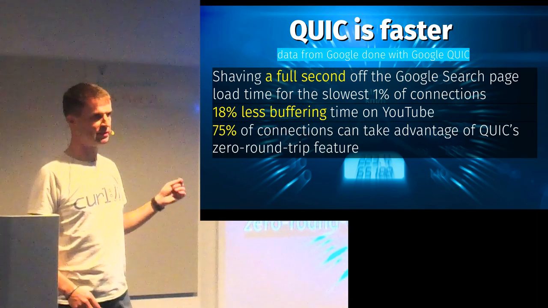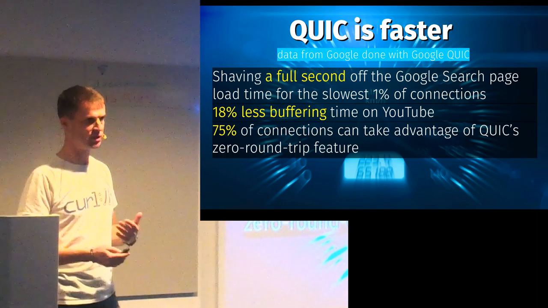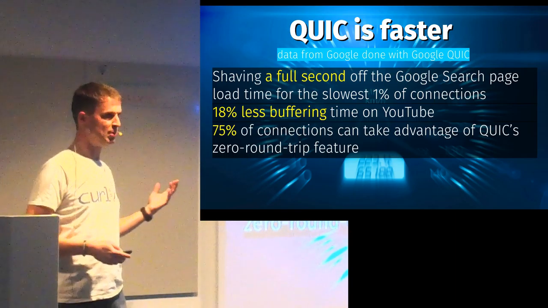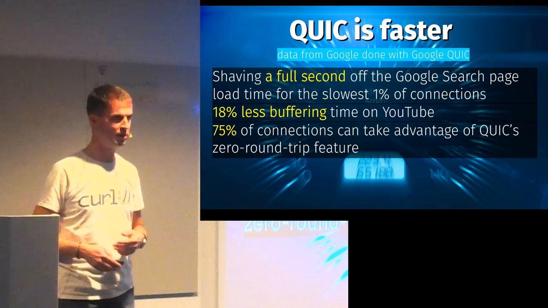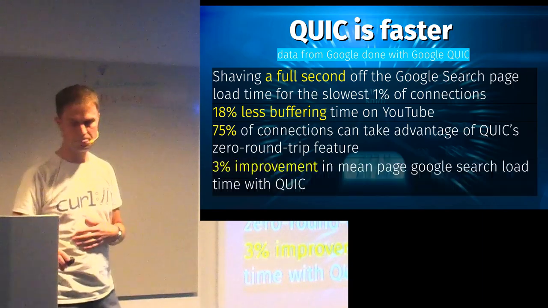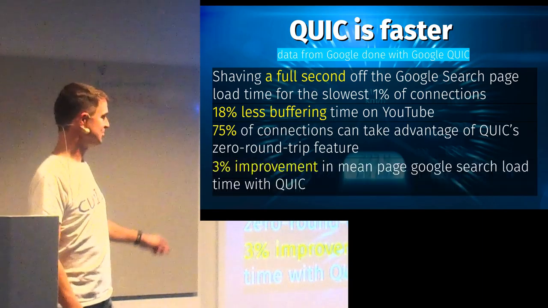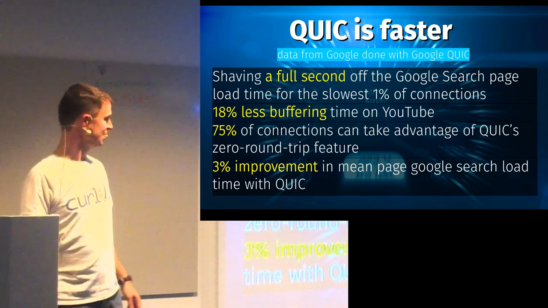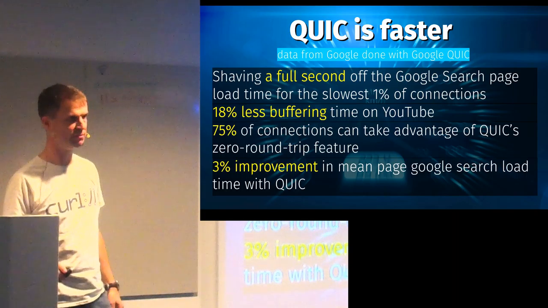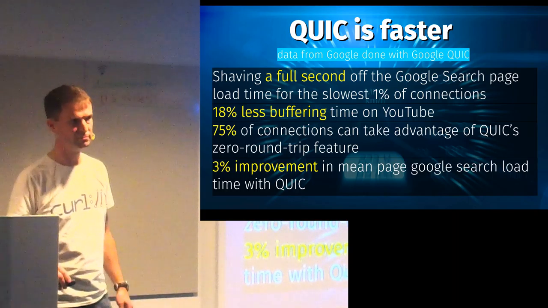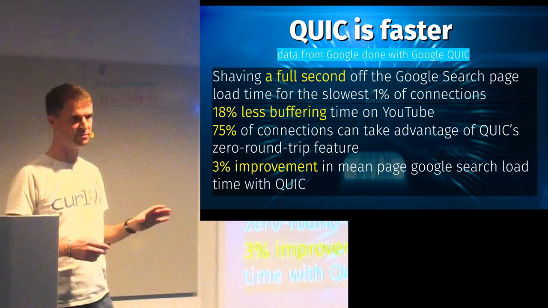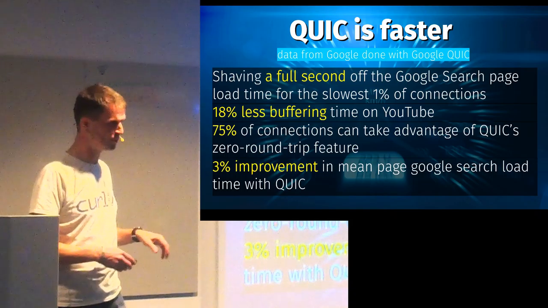And they also proved that this feature to actually get the zero RTT handshakes is a viable feature. So it's actually being used quite a lot. So it speeds up a lot of handshakes to get things earlier with QUIC. And 3% on the mean page Google search load, 3%. It's not that much, but I guess in the grand scheme of things, 3% for everyone is at least a measurable impact. And again, this is not for the current version of QUIC and HTTP 3, so I'm looking forward to more measurements.